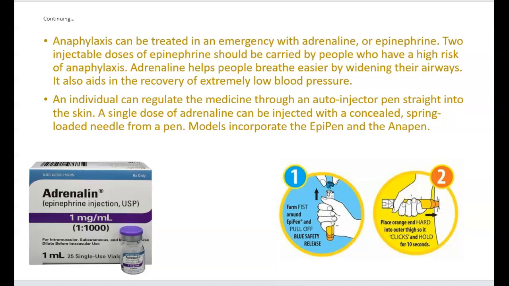Anaphylaxis can be treated in an emergency with adrenaline or two injectable doses of epinephrine. It can be carried by people who have a high risk of anaphylaxis. It can help people breathe easier by widening their airways, which are blocked due to allergy, and it also aids in the recovery from extremely low blood pressure. An individual can administer the medicine through an auto-injector that penetrates into the skin, which is mostly given on the outer thigh or sometimes in the stomach.